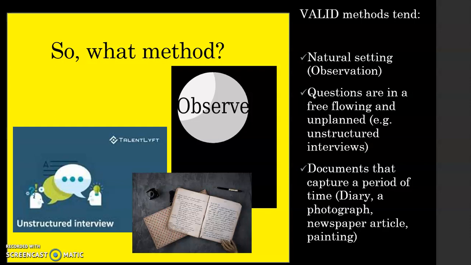And if you want to get first-hand experiences, for example, you are studying the past, a photograph or a letter or diary will give you a snapshot of what life was like. For example, Thomas and Znaniecki's letters from Polish immigrants, we can get a feeling for what it was like to move from Europe to America in the early 20th century.